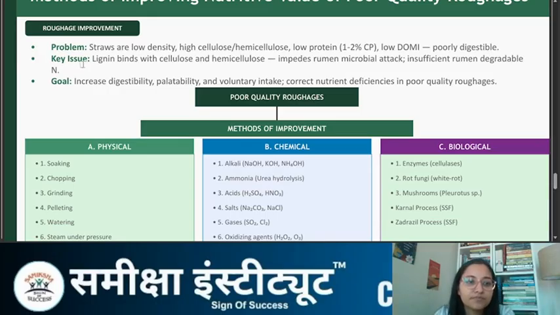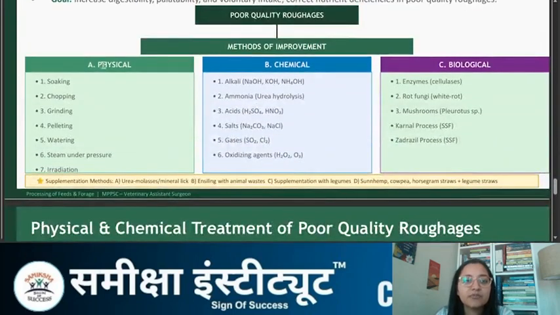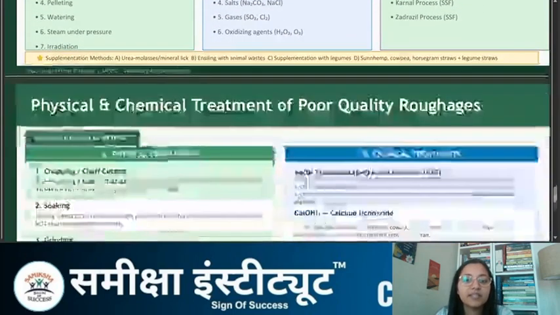Lignin also binds with cellulose and hemicellulose, impedes the rumen microbial attack, and there is insufficient rumen degradable nitrogen. So we need to increase the digestibility, palatability and voluntary intake, and correct the nutrient deficiencies in poor quality roughages. So these are the methods that are followed: physical, chemical and biological.